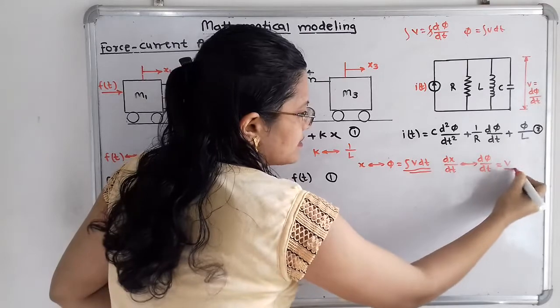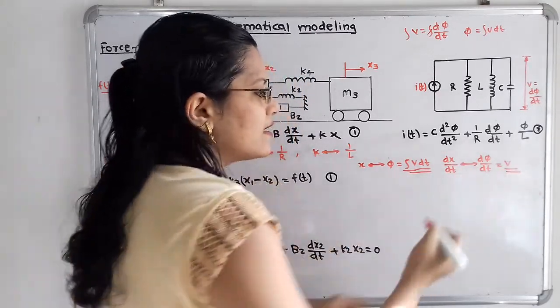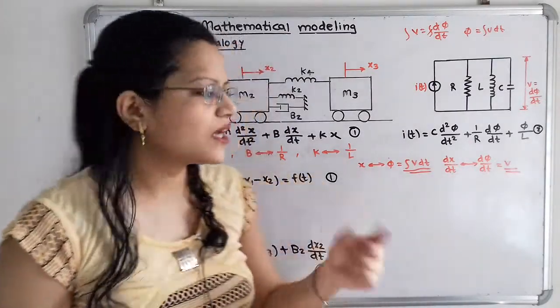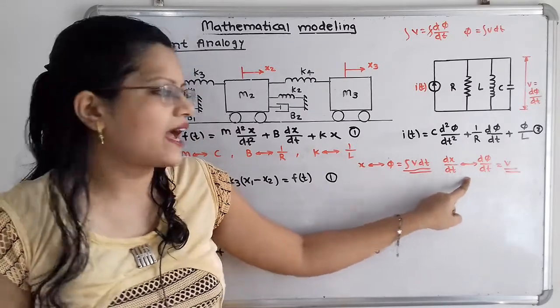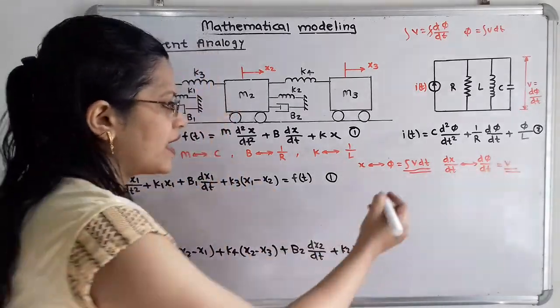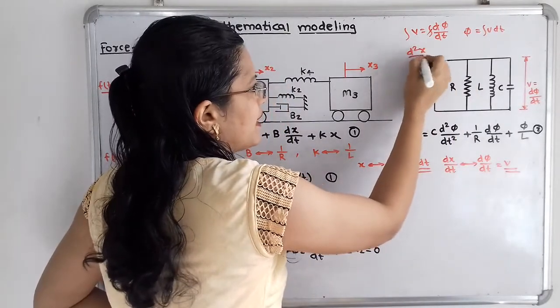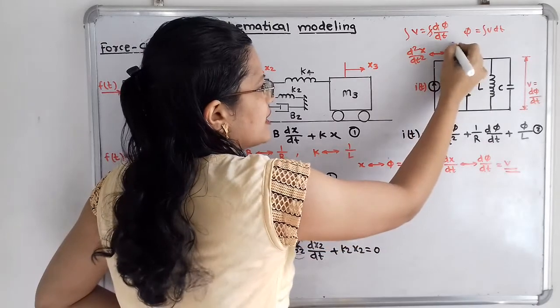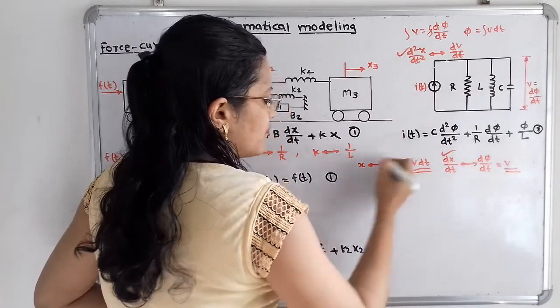d phi by dt is nothing but V. So if dx by dt is there, then I have to take V in place of dx by dt. And suppose d square x by dt square is there, then I have to take dv by dt. So these three are important factors.